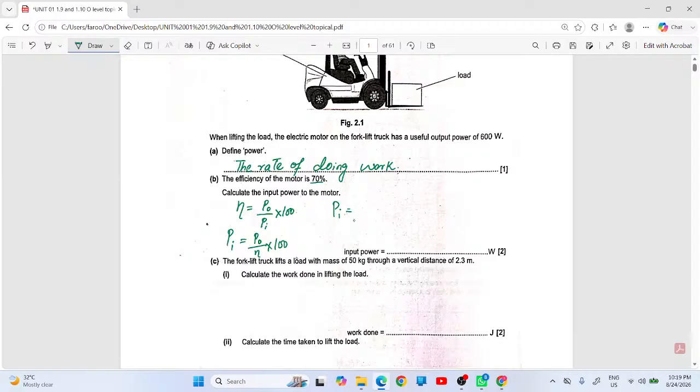Input power equals 600 over 70 into 100. 857.14. So this is 860 watts. आंसर चेक करें इसका.